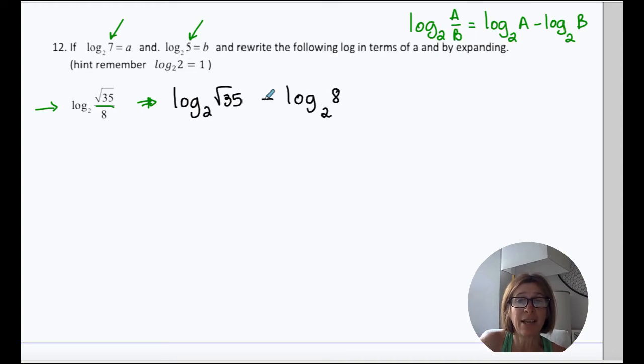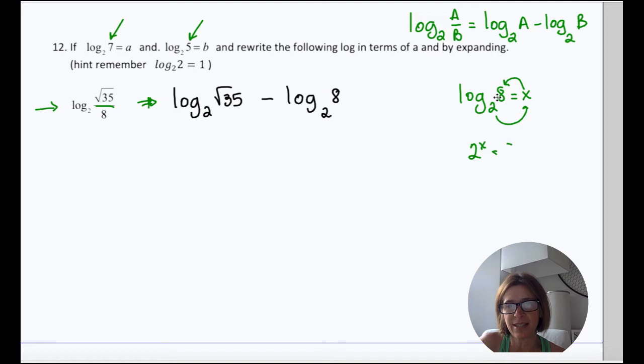Well, that actually does help me because log base 2 of 8 I can evaluate. Remember, log base 2 of 8 just means 2 to what power gives you 8. So let's think about that. You could set it equal to x, use the fishhook or around the world, so 2 to the x equals 8, so x equals 3. So I know that this is going to be minus 3. But I still have to work with this log base 2 of root 35. I always tell students, don't ever use roots with logs. First, turn it into a rational exponent.